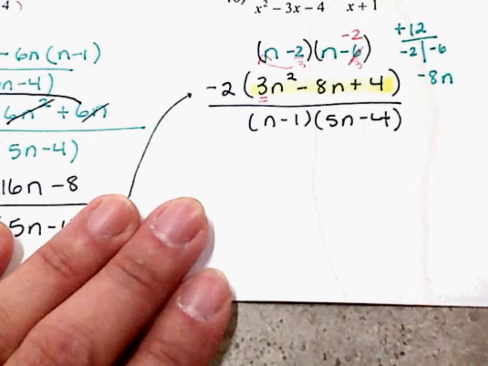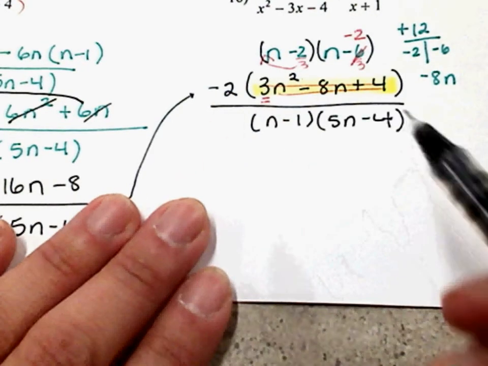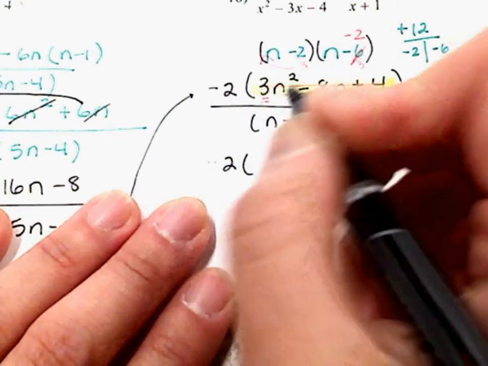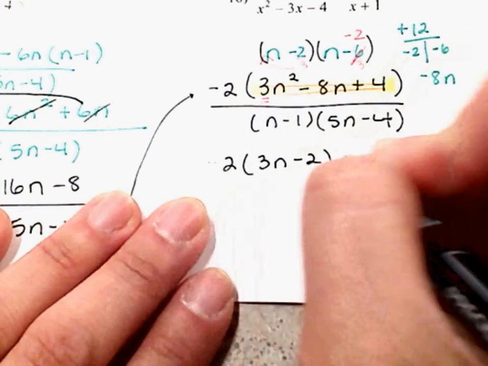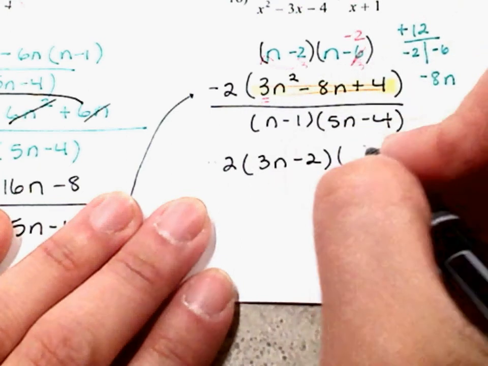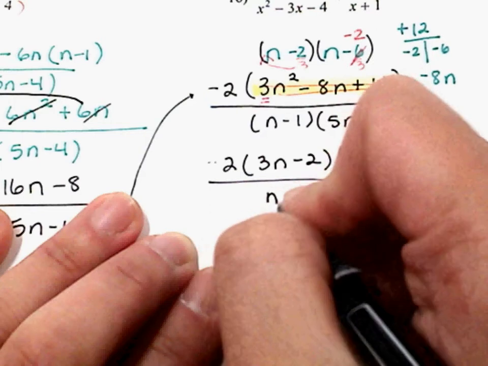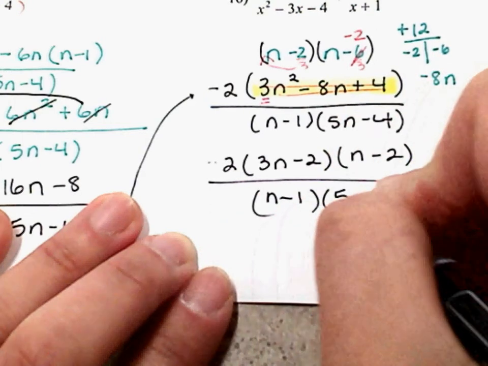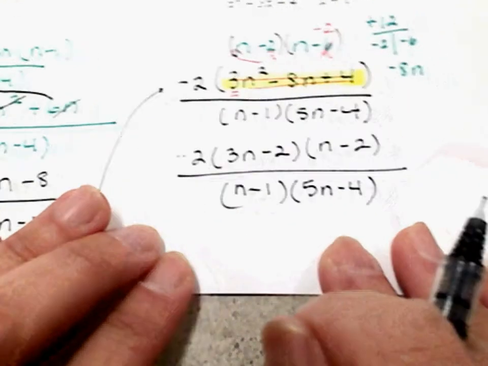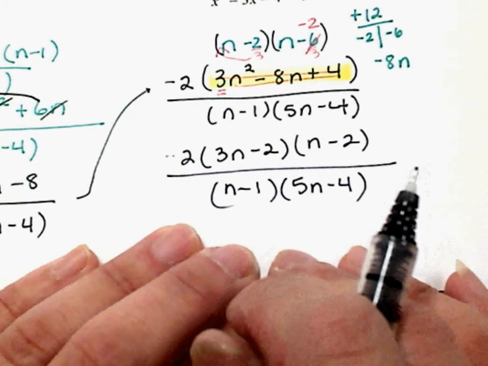I'm going to mark that off. Now I'm going to rewrite. 3n minus 2. You remember bottoms up? And then n minus 2. All of it over n minus 1 times 5n minus 4. Now look. Can you cancel anything out? No. So you are finished.